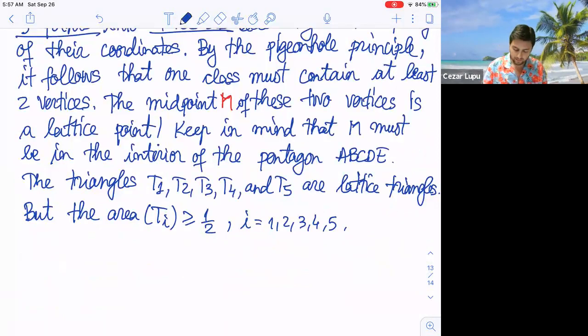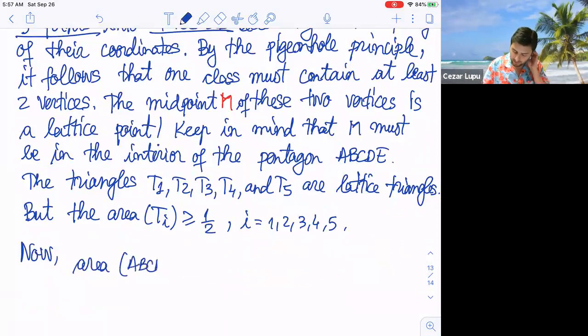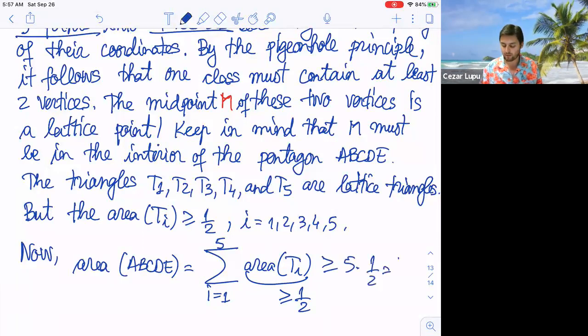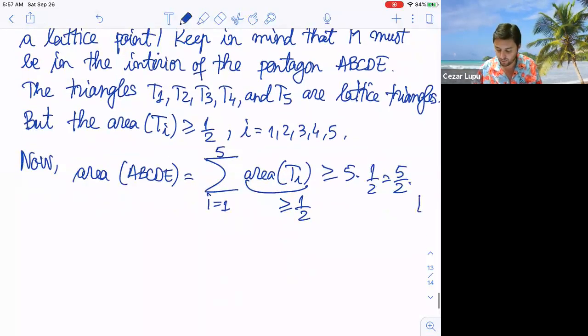Now the area of the pentagon ABCDE is nothing else than the sum of the areas of these triangles from i equals 1 to 5. But the area of each triangle is greater or equal than 1/2. So this is greater than 5 times 1/2, which is 5/2. And that's exactly what we wanted to prove. And that's it. So this finishes off the problem.